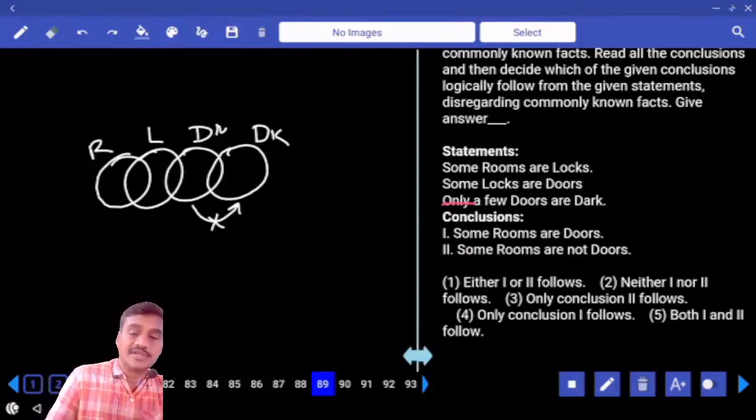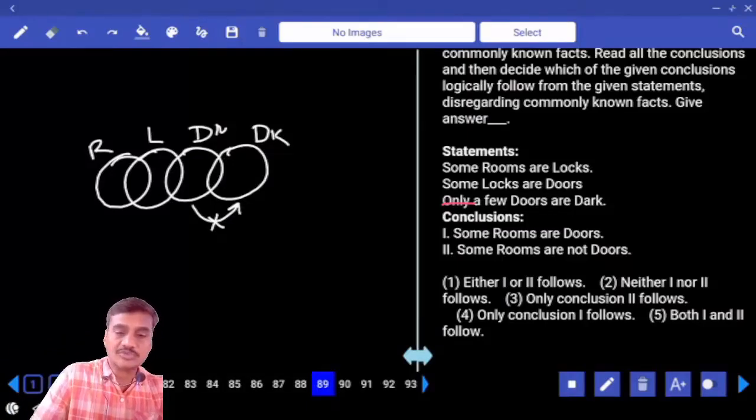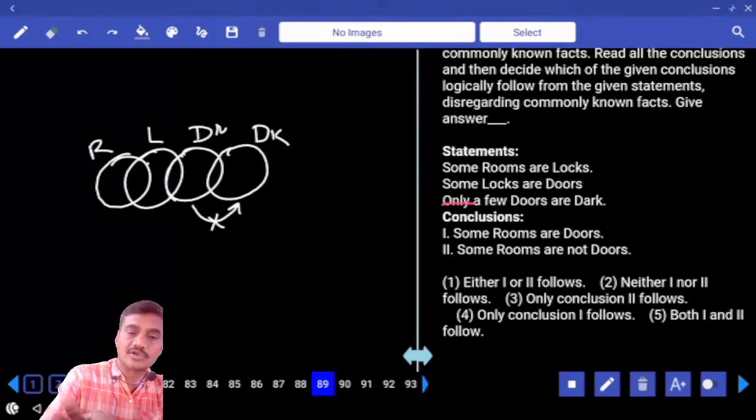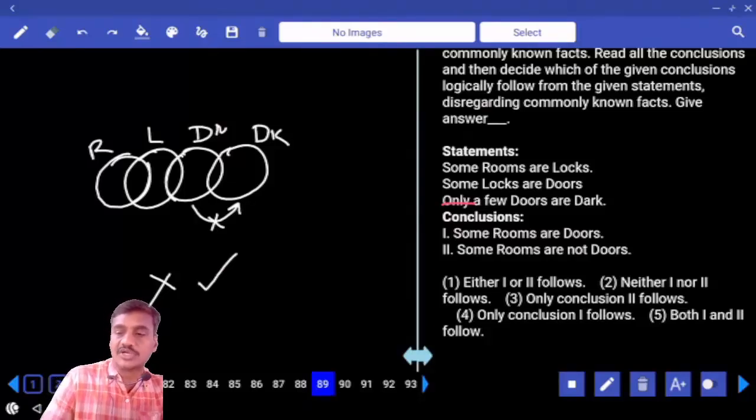డోర్ అన్ని డార్క్లోకి వెళ్ళకూడదు. సమ్ రూమ్స్ ఆర్ డోర్స్ అన్నాడు. సమ్ రూమ్స్ ఆర్ డోర్స్ అవుతుందా? డోర్ ఇక్కడ ఉంది, రూమ్ ఇక్కడ ఉంది, నో ఇంటర్సెక్షన్. సమ్ రూమ్స్ ఆర్ నాట్ డార్క్ అన్నాడు. ఎస్, సమ్ రూమ్స్ ఆర్ నాట్ డార్క్, ట్రూ అయింది. ట్రూ అయింది కాబట్టి ఇది ఫాల్స్ అవ్వాలంటే ఏం చేయాలి? ఆల్ రూమ్స్ ఆర్ డార్క్ అని చెప్పాలి.